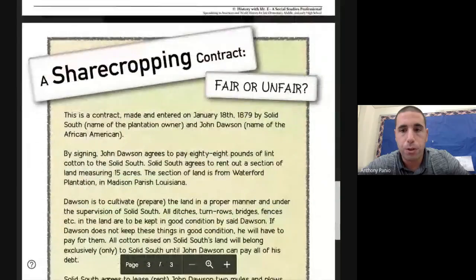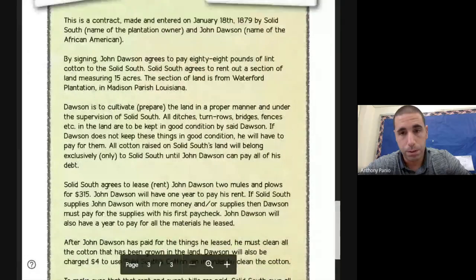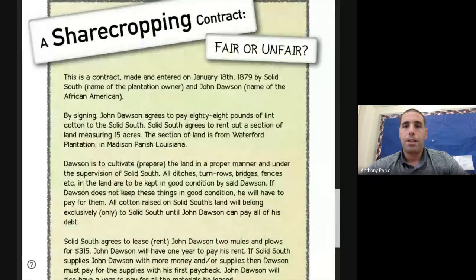I would like for you guys to work with this contract. Okay? So again, I'm going to read it to you. Okay, and then you guys will have about 10 minutes to answer the questions as best you can. All right? This is a contract made and entered on January 18th, 1879 by Solid South, which is the name of the plantation owner, and John Dawson, your friend.